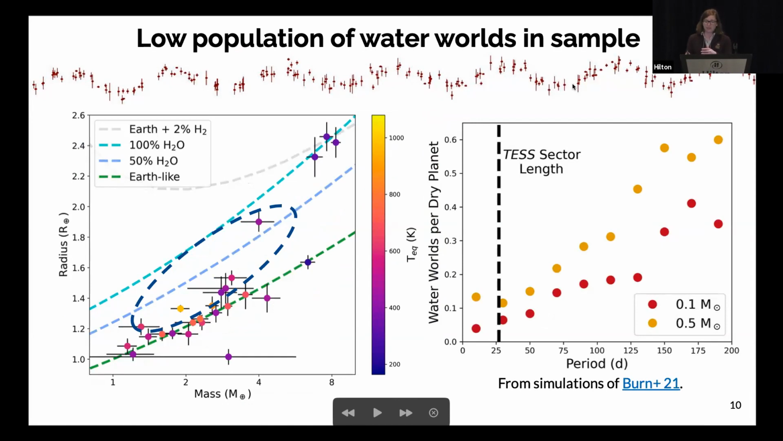And since the TESS sector length is fairly short, we generally don't really expect to see too many volatile-rich planets. I went and looked at some simulations and generally was able to find that at shorter orbital periods, there are just fewer volatile-rich planets that are actually able to get in that far. So at the level of around 10%. And you can see that that seems to be roughly consistent with what we're seeing here, though there are, of course, a lot of planets that maybe if we tighten up those masses a little bit might look more volatile than they do right now.